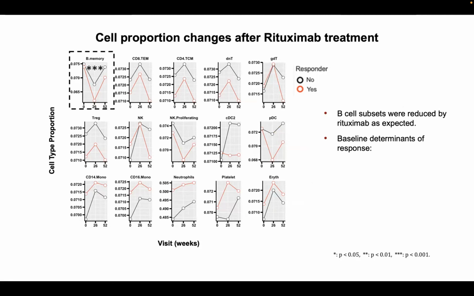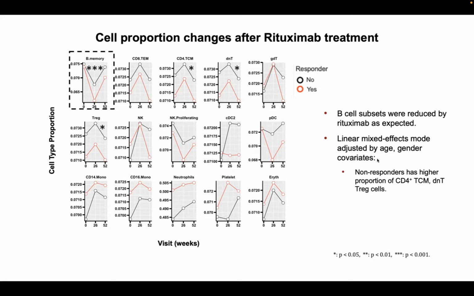When we did a t-test to calculate the baseline difference, we found that non-responders have a higher proportion of CD4 positive TCM cells and DNT cells, and responders had a higher proportion of neutrophil cells. Furthermore, I did a linear mixed effect model to examine those differences.